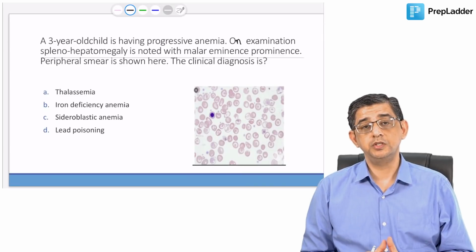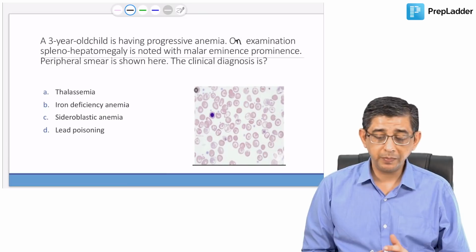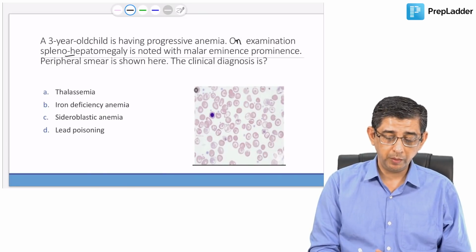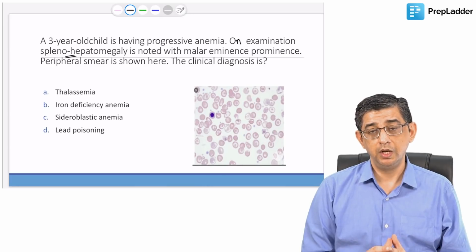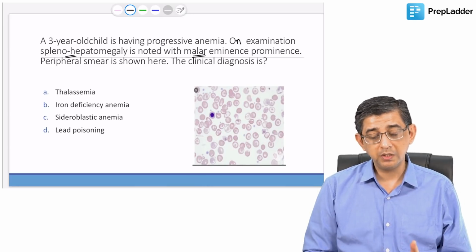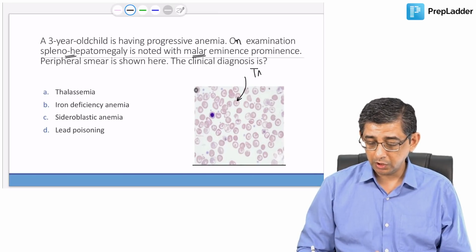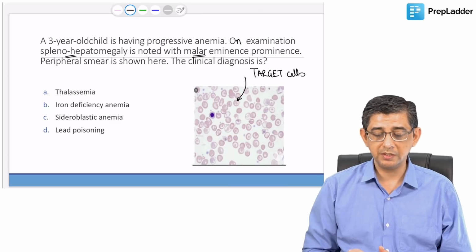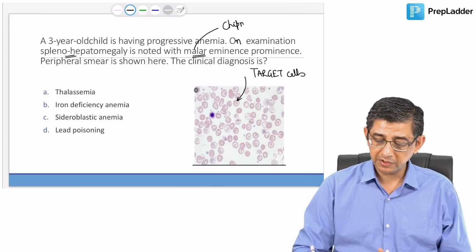Coming to the next question, he's talking about a 3-year-old child having progressive anemia. On examination, there's splenohepatomegaly. Normally, you read about hepatosplenomegaly, no? But splenohepatomegaly is always a feature of thalassemia. There are also prominent malar eminences. The moment you read it, there are target cells present. So there are multiple inputs given in this question for your diagnosis. Target cells are there. Prominent malar eminences would mean chipmunk facies.